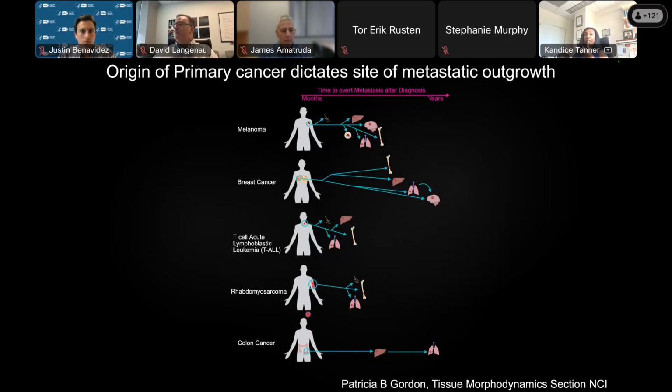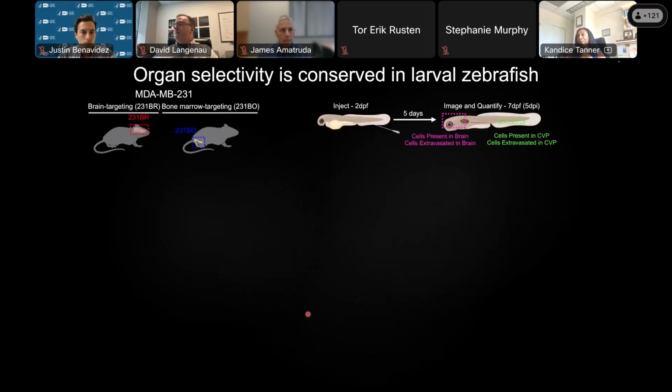So the question then is, is this aspect of human disease, this non-random selectivity, also observed in zebrafish? So in my lab, what we did is we took cell lines that target either the brain or bone marrow in mice, and simply asked if they would also target, when introduced into larval zebrafish, the brain or the bone marrow niche equivalent of the zebrafish.